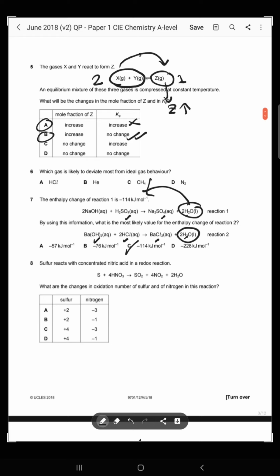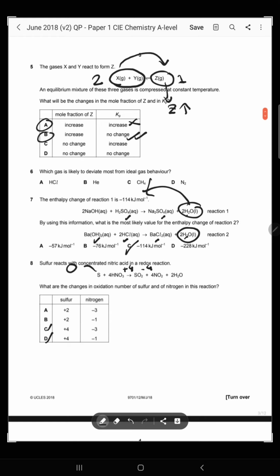Number 8, sulfur reacts with concentrated nitric acid in a redox reaction. Sulfur plus nitric acid is sulfur dioxide plus nitrogen dioxide plus water. What are the changes in oxidation number of sulfur and nitrogen in this reaction? So sulfur is alone. Whenever something is alone, it has to be 0. Sulfur dioxide, oxygen has -2 charge. There are 2 oxygens here, so it is -4. In order to balance this out, we are going to need +4 for sulfur. So the number has increased from 0 to +4. So the answer is either going to be C or D.